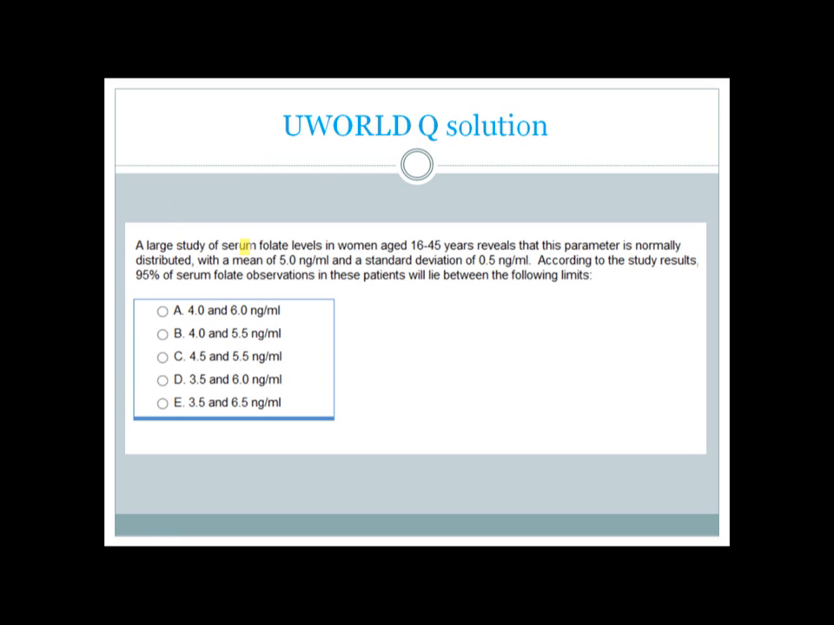A large study of serum folate in women aged 16 to 45 years revealed that this parameter is normally distributed. So it has a Gaussian distribution, or a bell-shaped distribution. Here the mean is 5 nanogram per ml with a standard deviation of 0.5 nanogram per ml. According to the study results, 95% of the serum folate observations in those patients will lie between the following limits.